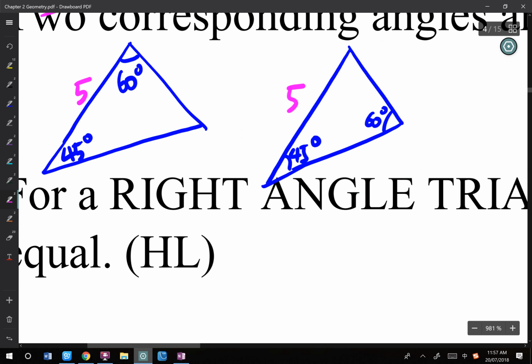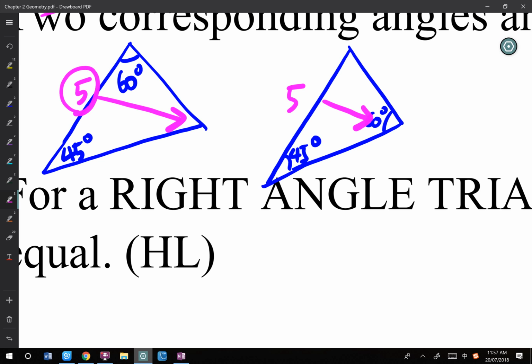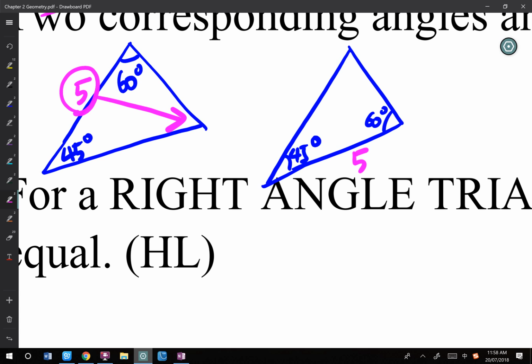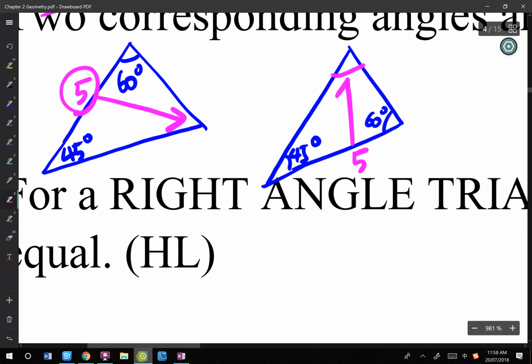Okay, why is it not congruent? It's like two angles equal, two sides equal. But the problem is this 5 is opposite to this angle, but this 5 is opposite to the 16. The 5 is not at the correct place. The side must be opposite to the same angle. So if I change my 5 to here, then they are corresponding. Okay, so it's opposite to this angle, or you can change it to 60 degrees, that's the same thing.